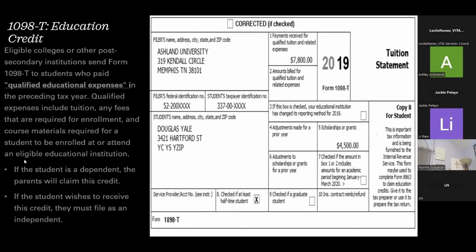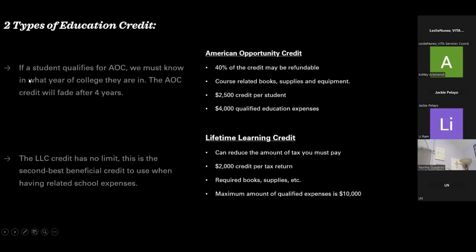And more on the education credit: if the student qualifies for an American Opportunity Credit, we must know what year they are in, because the American Opportunity Credit only allows you to claim the credit for 4 years. And they can get 40% of the credit to be refundable, like for related books, supplies, and equipment. And it's a 2,500 credit per student. And the 4,000 is for the qualifying education expense.